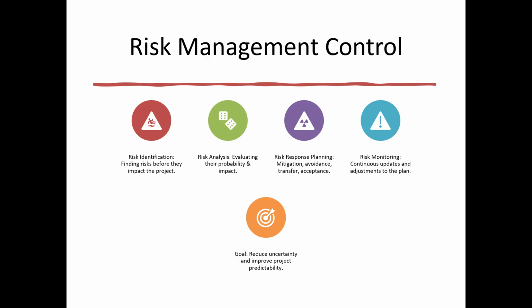Risk management is one of the most important responsibilities in project management. We start with risk identification, where potential problems are identified before they occur. Next comes risk analysis, which evaluates the probability and potential impact of each risk. Once this is done, we develop risk response strategies such as mitigation, avoidance, transfer, or acceptance. Throughout the project, risks are continuously monitored and updated. Effective risk management reduces uncertainty and increases the predictability of project outcomes.